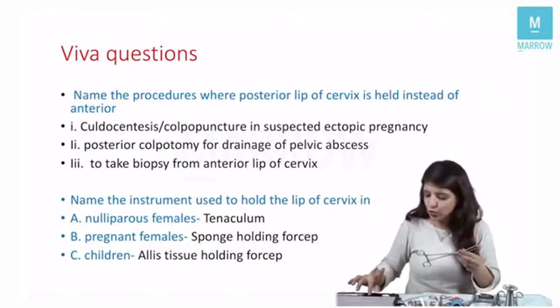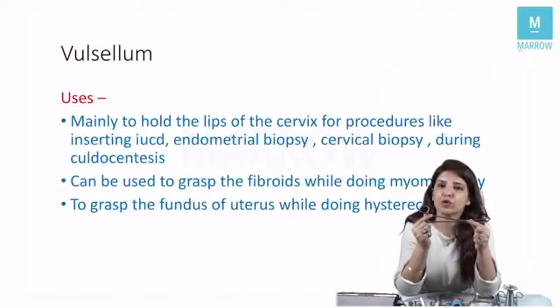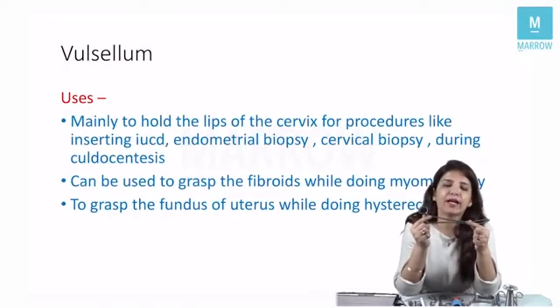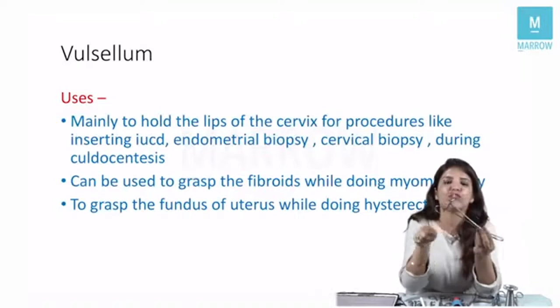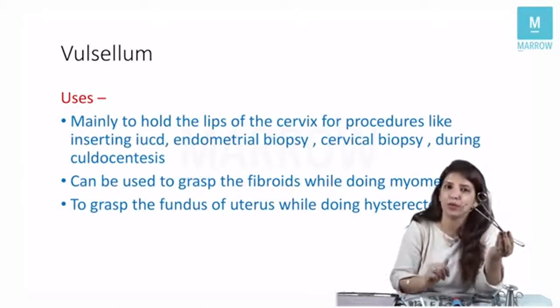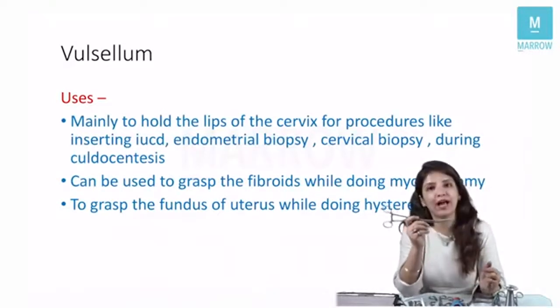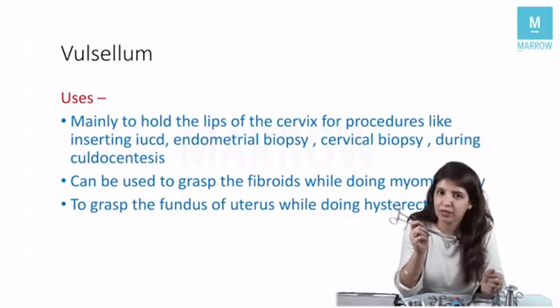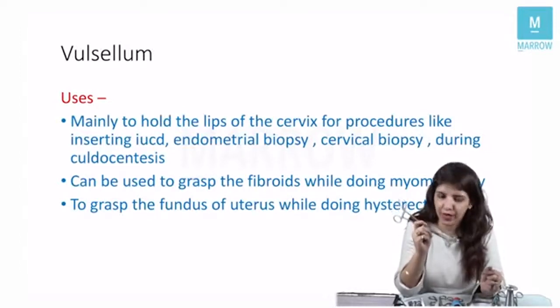So as I told you, one use of the vulsellum is to hold the lips of the cervix, and that's the main use. Apart from that, the vulsellum can be used to hold the fundus of the uterus and to manipulate the fundus of the uterus while you are doing an abdominal hysterectomy, and it can be used to grasp the fibroids while you are doing myomectomy, right? So those are the other uses of the vulsellum.